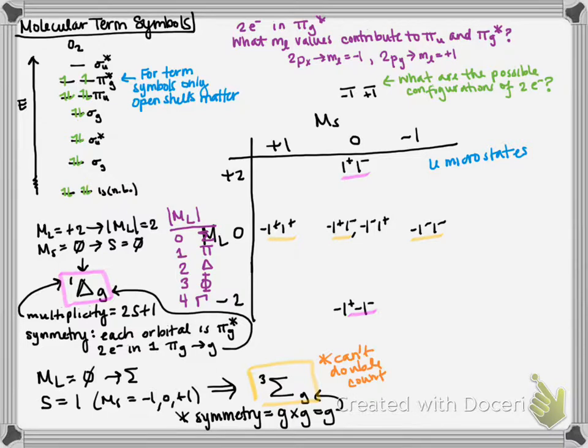So you'll notice that we're left with 1 microstate left, and it has an M sub L of 0 and an M sub S of 0. M sub L of 0 and S of 0 is going to lead to a singlet, because 2 times 0 plus 1, and sigma in the middle, because sigma represents M sub L of 0. And we're going to get a gerade, because again we have an even function times an even function. So an even function times an even function remains even, we get a gerade state. So our 3 term symbols that we get for oxygen in its ground electronic state are singlet delta gerade, triplet sigma gerade, and singlet sigma gerade.